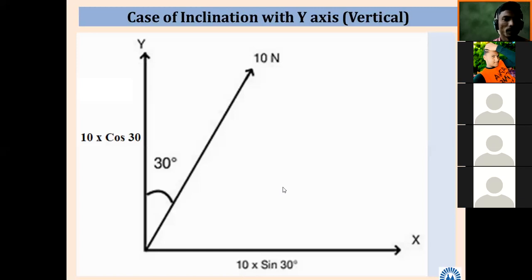In the first problem it was made with the x-axis. Here it is made with the y-axis. The angle is given as 30 degrees, so it is not necessary to apply any geometry. We can directly apply the formula. Before that, how do we check in which quadrant this force is coming? I have told the simple thumb rule. In which quadrant is this force coming? First quadrant.